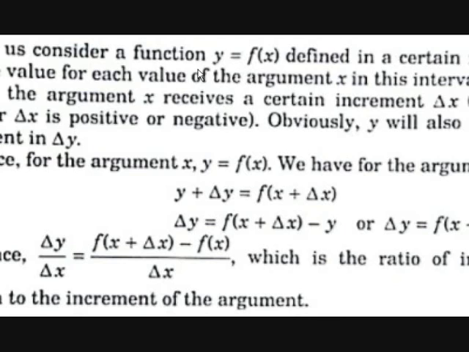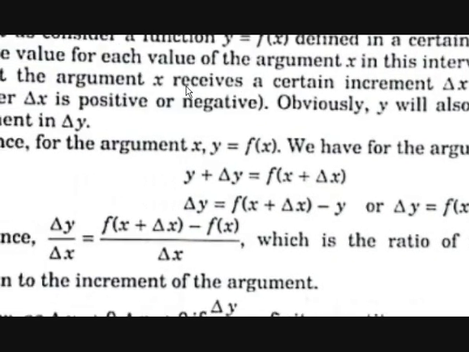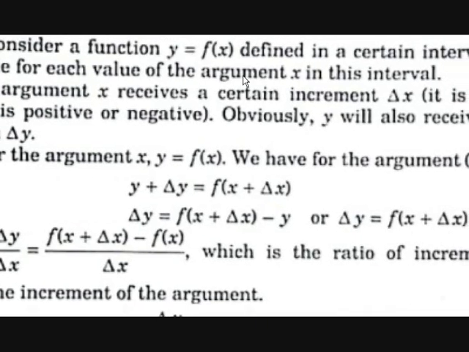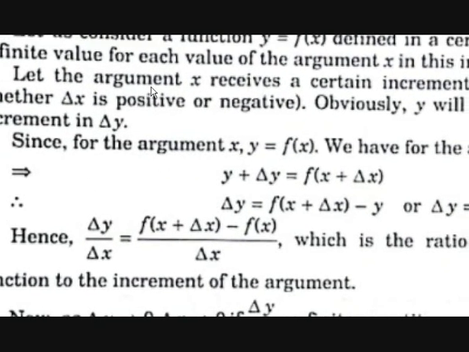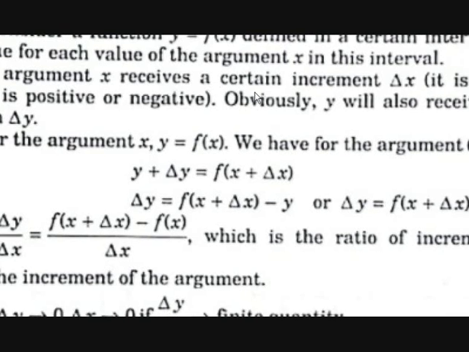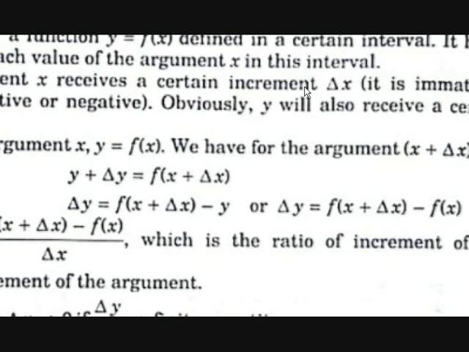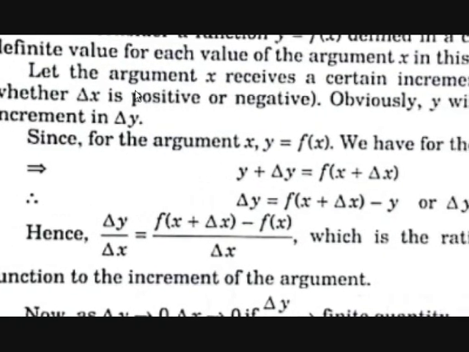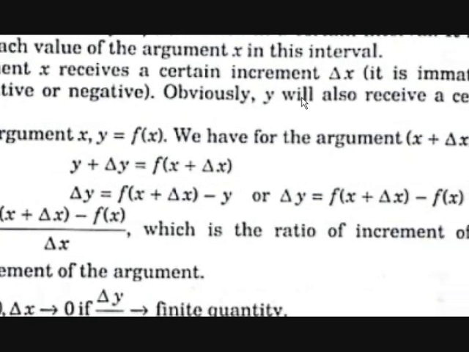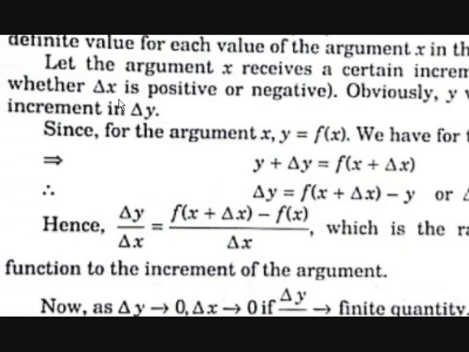Here argument means the values we are giving. And in this interval, the function has a definite value for each value of the argument x. Okay, let the argument x receive a certain increment, delta x, means the argument x increases by a value delta x. Whether delta x is positive or negative, it is immaterial. Obviously, y will receive a certain increment delta y, right?